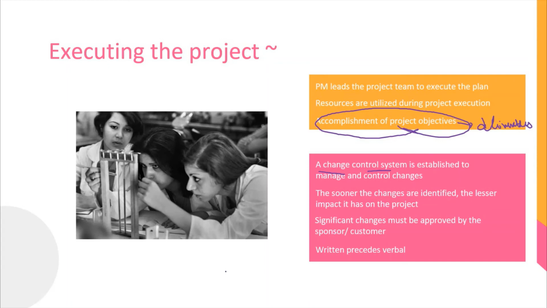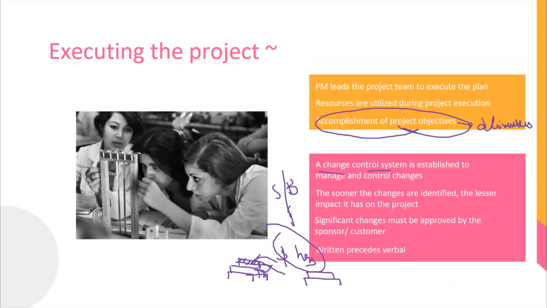What does this mean? For example, if the sponsor wants me to construct a 3-storied house, and once I complete the construction, the sponsor decides that he doesn't want a 3-storied house, he wants a 2-storied house. So I need to dismantle the 3rd story, right? And this will again cost me money and it will also cost me hours. Therefore, the sooner the changes are identified, the lesser impact it has.